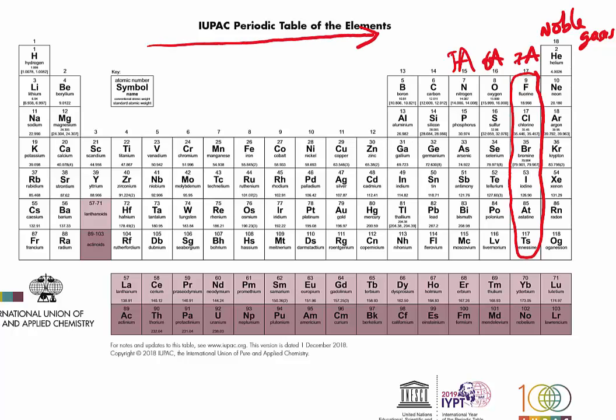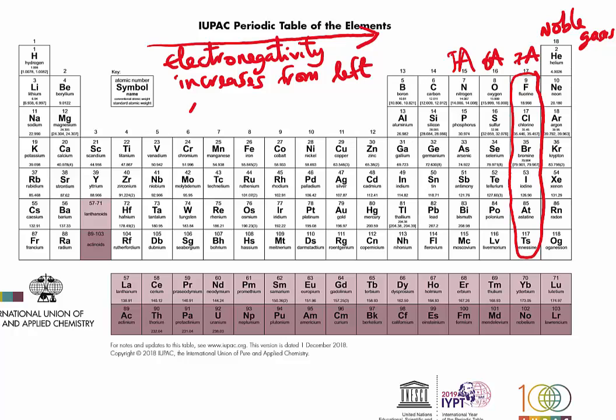which means that electronegativity will have a trend. It increases from left side of the periodic table to the right side. So electronegativity increases from left to right.